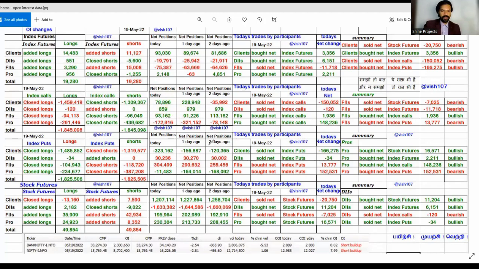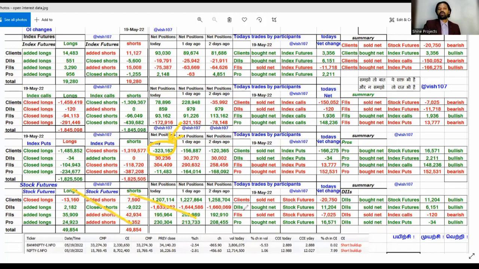Coming to the put data, of course the retailers being so bullish is a negative sign. FIIs are holding a huge put position, in a huge put buy, which is a negative, and proprietary trading desks are neutral with a very small number. Whatever put writing we saw in the previous slide, all those puts have been written by retailers, which makes this particular data even more dangerous.